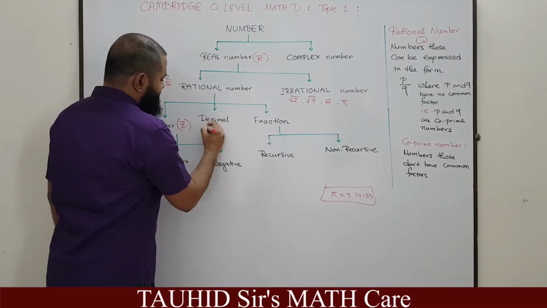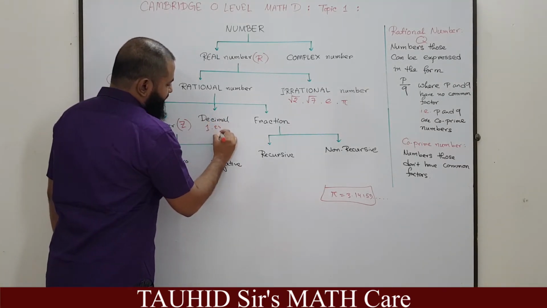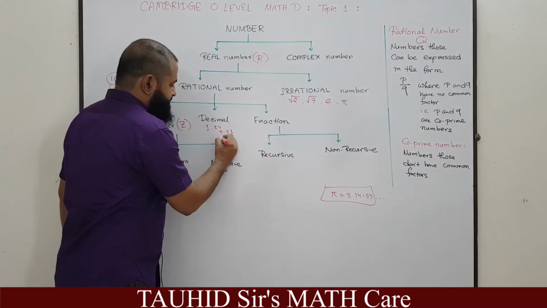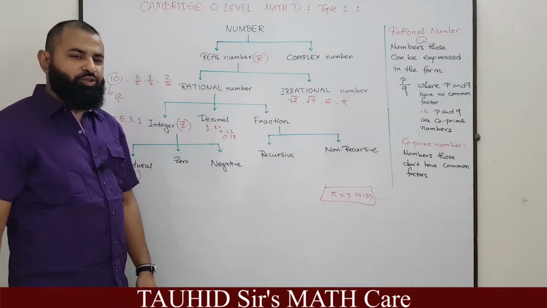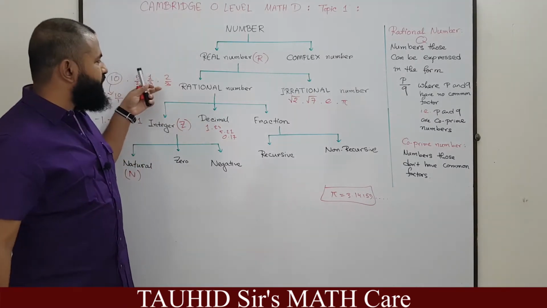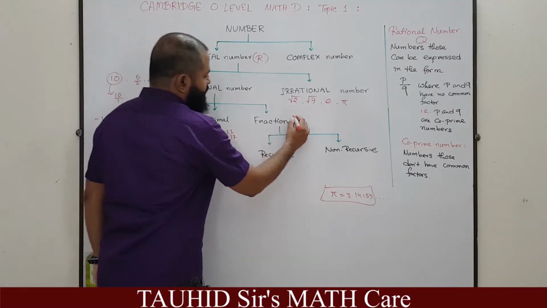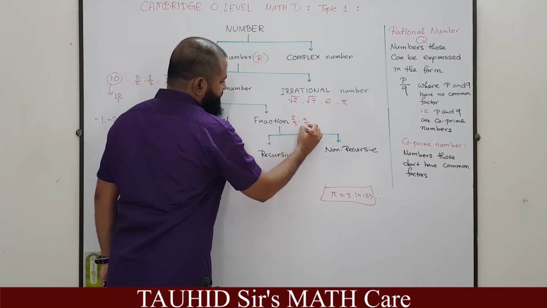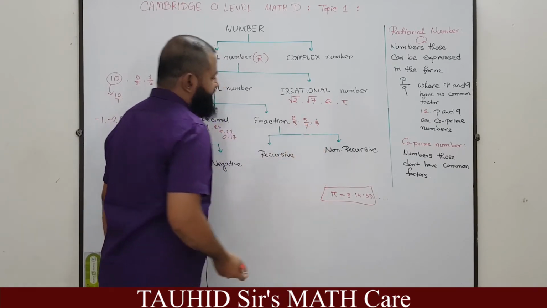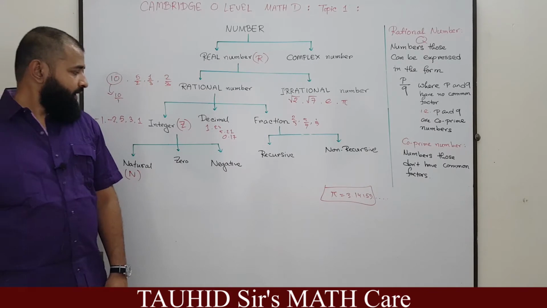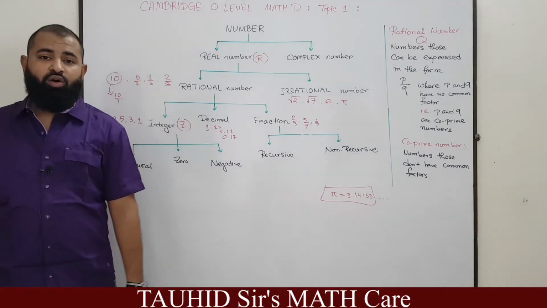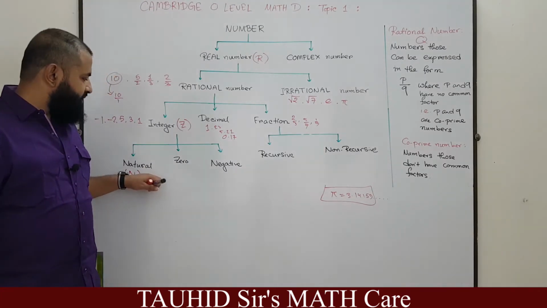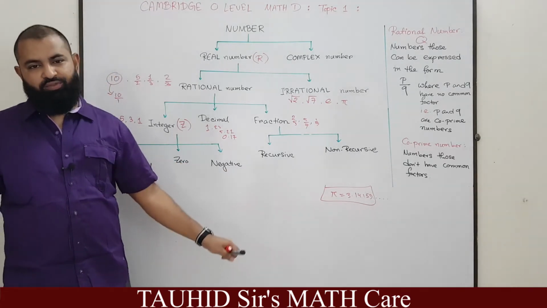Decimal, any decimal numbers, 1.23, 5.21, 0.17, these are decimal numbers. Fraction, any rational numbers that we write in ratio form: 2 by 3, 5 by 7, 1 by 9, these are fractions. And while we are discussing integers, integers are of three types: natural number, zero, negative number.